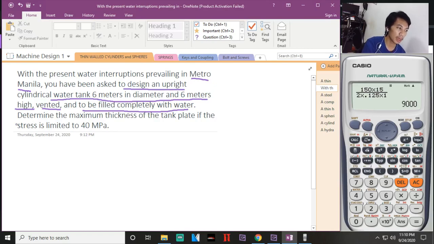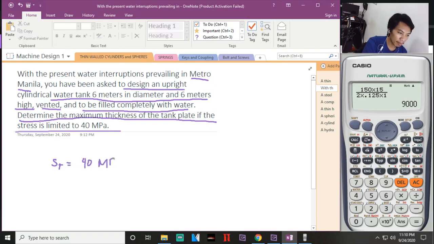Gagamitan natin ito ng utak. Okay? Determine the maximum thickness of the tank plate if the stress is limited to 40 MPa. So, you are given stress na 40 MPa. And you are given dimensions, okay, ng cylindrical tank. This is your cylindrical tank. Nag-drawing na. Okay? That is your cylindrical tank.